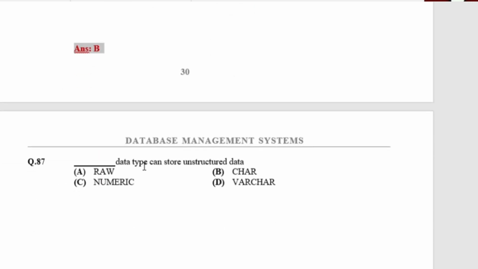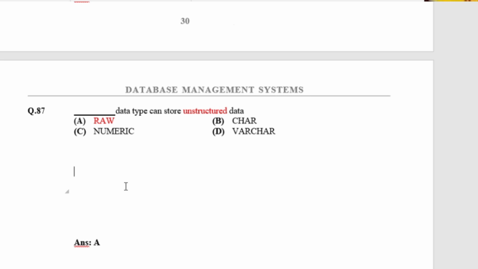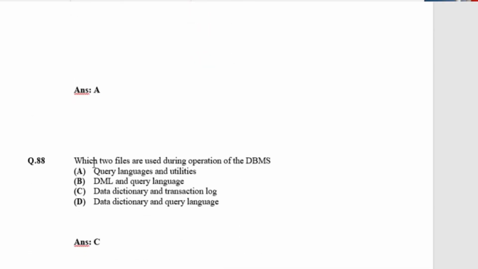The next one: the blank data type can store unstructured data. A, row. B, character. C, numeric. D, varchar. So the data type that can store unstructured data is row. Row is used to store unstructured data, like video.